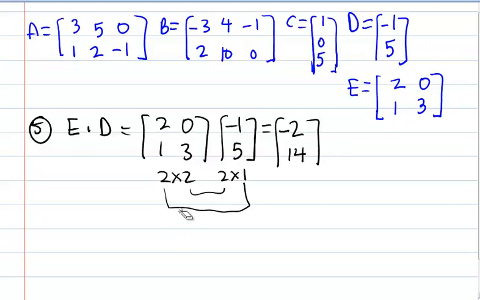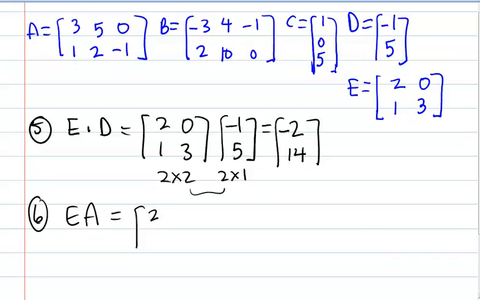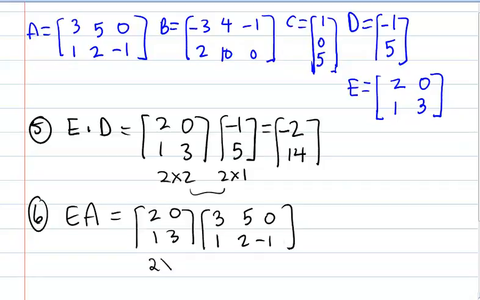I'm going to erase this line right here to give myself a little more room. And the last problem I'll look at is E times A. Okay, E is 2, 0, 1, 3 and A is 3, 1, 5, 2, 0, -1. How does the dimension check match these up? I have a 2 by 2, I have a 2 by 3, so the inner dimensions match, and 2 by 3 is going to be the size of my product.